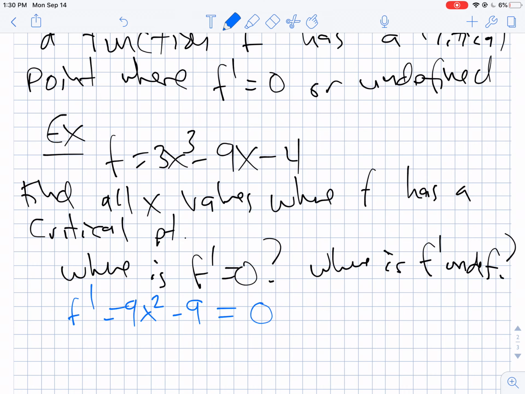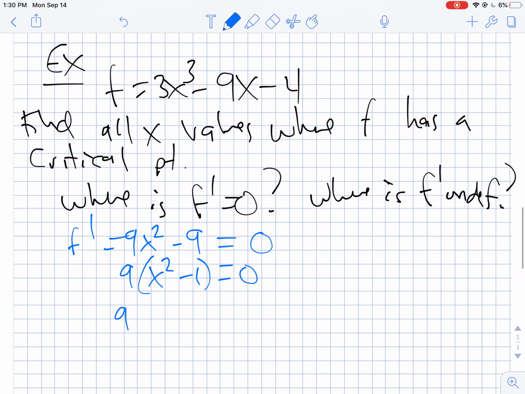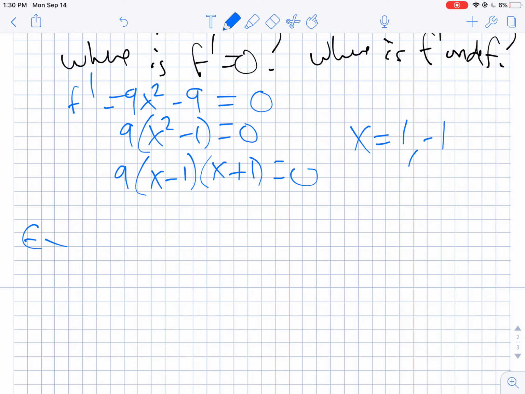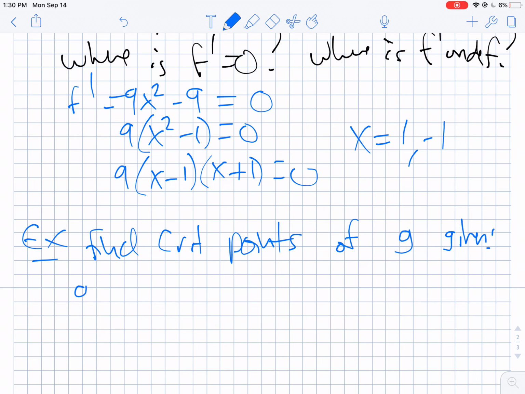Well, that's not undefined anywhere, and I can factor it out. And we see in this case, my critical points would be at x minus 1, x plus 1. So my critical points are x equals 1 and negative 1. Okay, cool. So the next thing, I could give you a slightly different example. So what if I give you the derivative already? So I say find critical points, or crit points, of g, given that they give you the first derivative is 3x plus 2 over x minus 1.